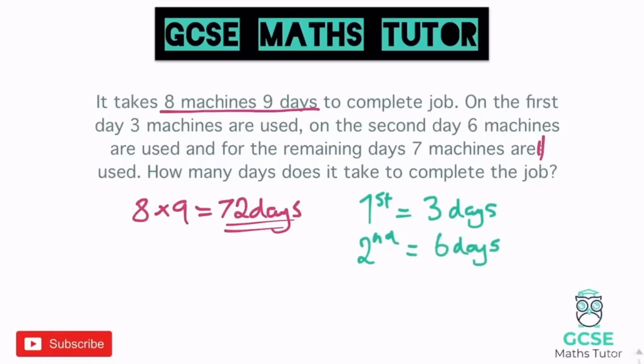That'd be 12 days, but it's only one day. So 6 machines, 6 days of work there. And for the remaining days, 7 machines are used. So in total, we've done 9 days worth of work there. Okay, the 3 and the 6, 9 days of those 72 have been done.